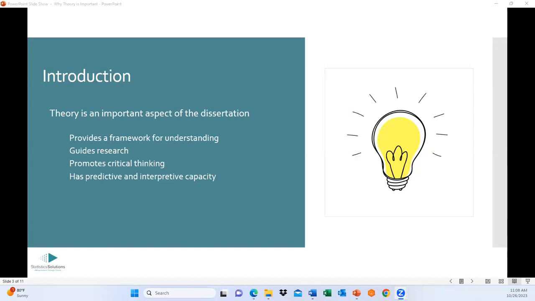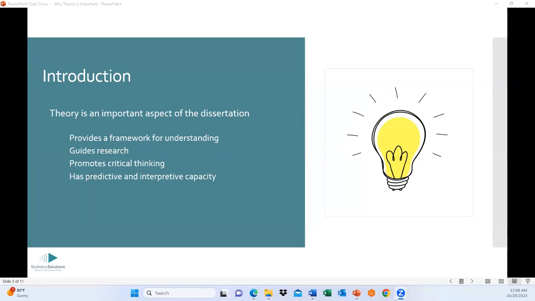If two constructs or variables are related, we go to, if the theory says, yeah, these things should be related, then that can act as your hypothesis, right? Based on the theory and based on the previous research.